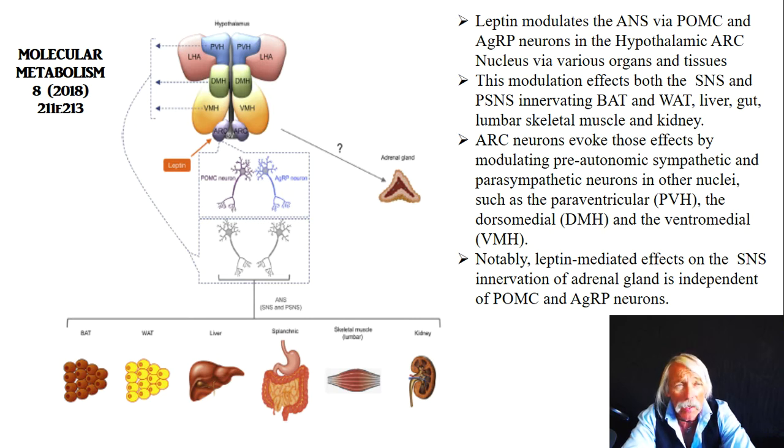That's in the hypothalamic arcuate nucleus, and that leptin is going to modulate various organs and tissues, okay? So you're going to see it right here. The modulation affects both the SNS and the PSNS, innervating, as we just said, BAT, WAT, liver, gut, lumbar, skeletal muscle, and kidney. So, on with the glasses.